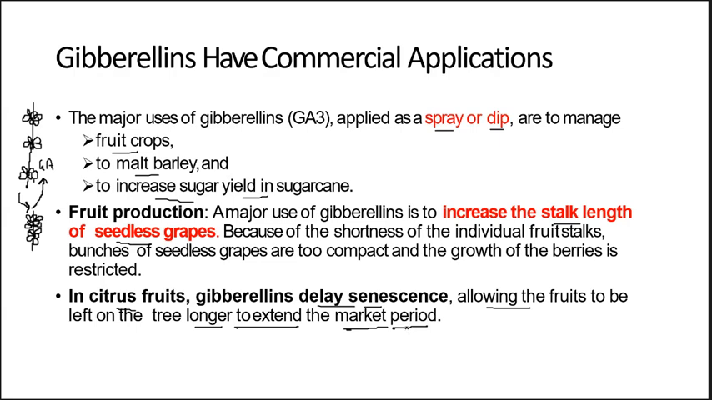Whenever they are plucked early, the citrus fruit size will be small, and whenever they are plucked late, they will ripen too early, very fast. So the shelf life will be decreased. So when gibberellin is applied, it allows the fruit to be left on the tree for a longer period to extend the market period.